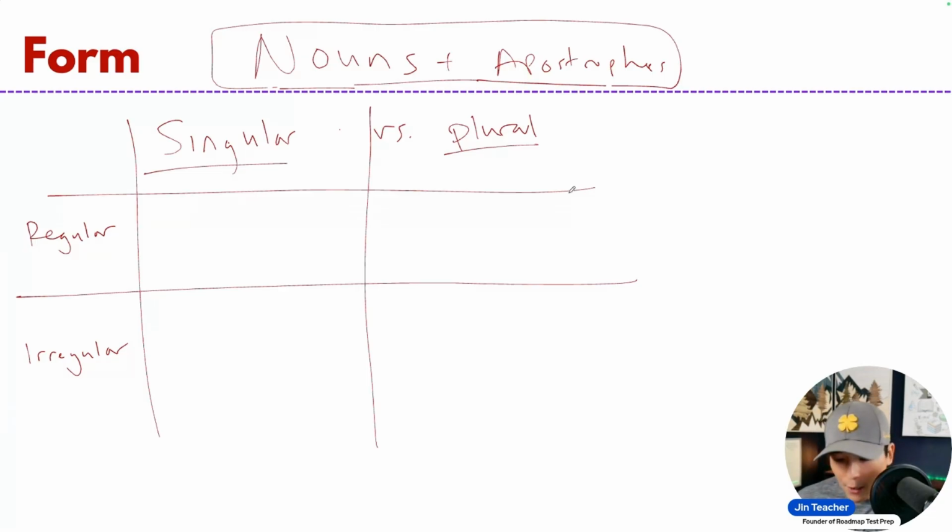So how do we form a singular possessive noun with a regular noun? So what we do is, the first step is we ask ourselves, what is the singular noun form? So if we just take any noun, like think about book, right?